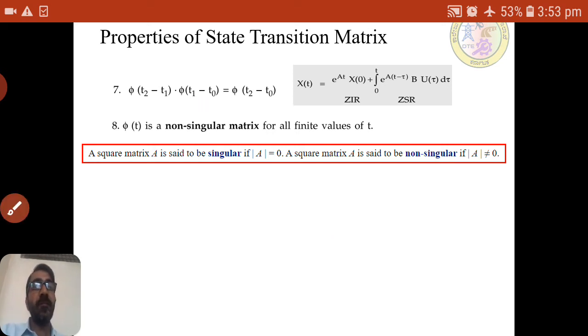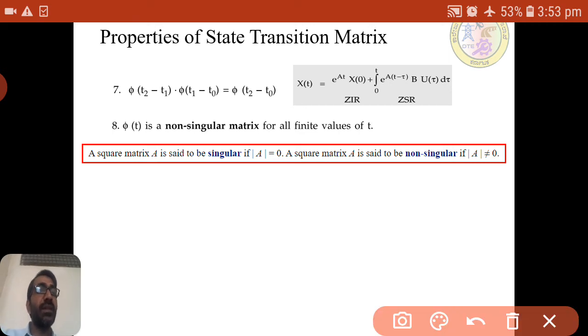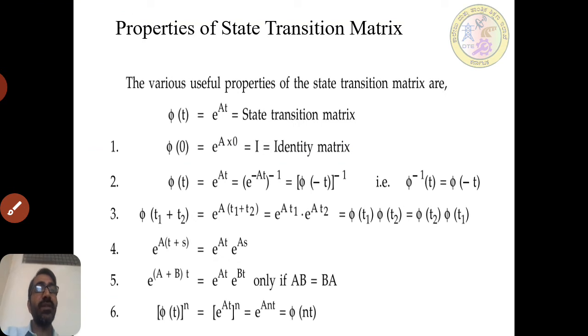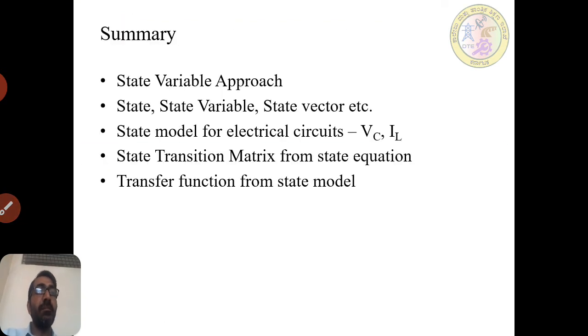And the last one: if pi of t is a non-singular matrix for all finite values of t, meaning if we define t as finite, then pi of t we can call a non-singular matrix. Non-singular is nothing but the determinant being non-zero. So these are some of the properties of the state transition matrix.